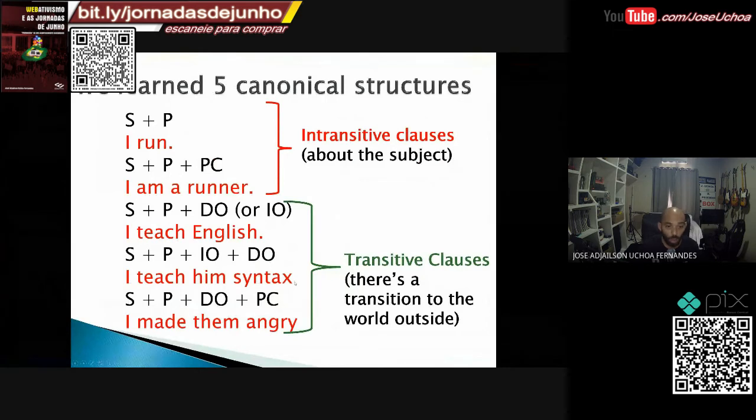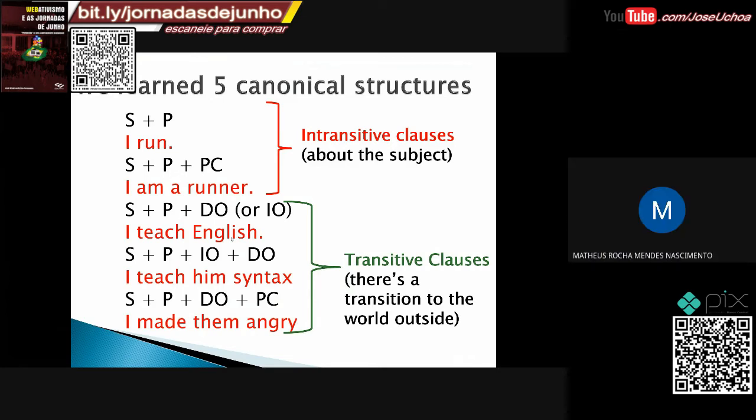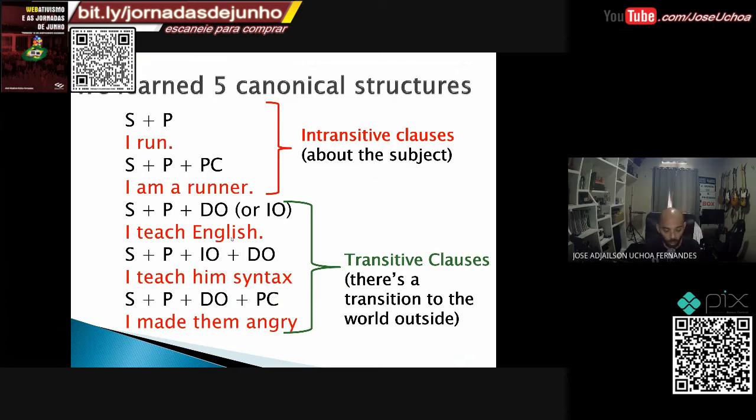Okay. Now, I teach English. In this case, I is the subject. Teach English is the predicate, whose predicator is the verb to teach. And English is what? Is it a predicative complement or an object? It's an object. Direct or indirect? Correct. Direct, okay? I teach English.